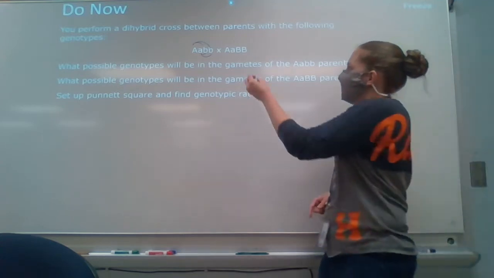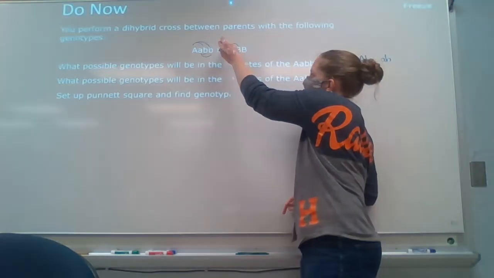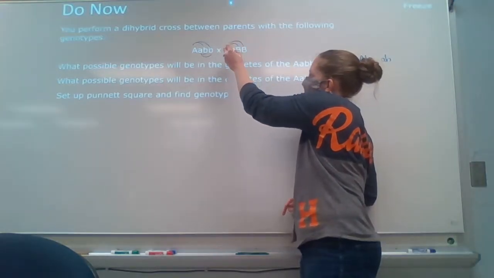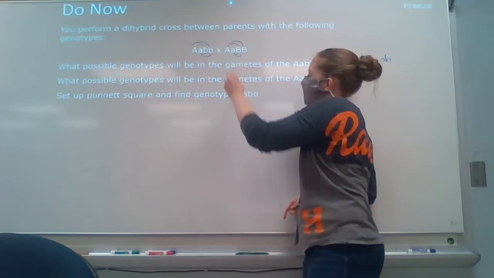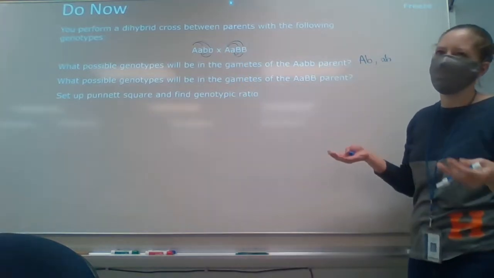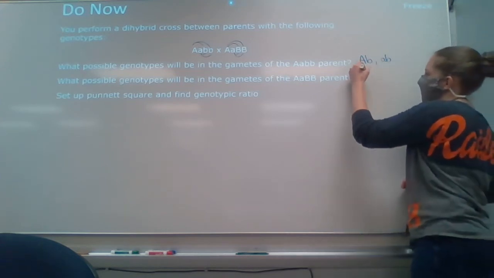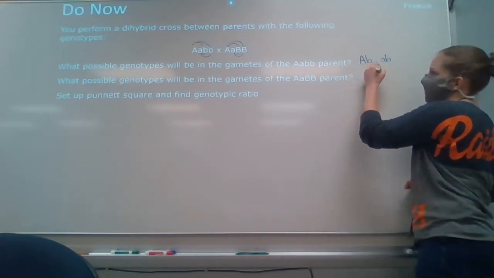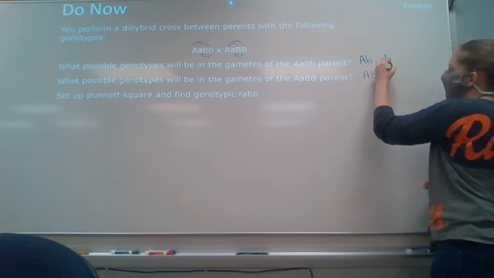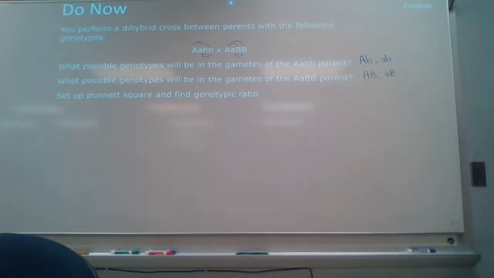Parent two, do the same thing. This A and this B, that A and that B, that A and that B, that A and that B. They're also only going to give two possible combinations, right? Either big A, big B, or little a, big B. Everybody with me so far?